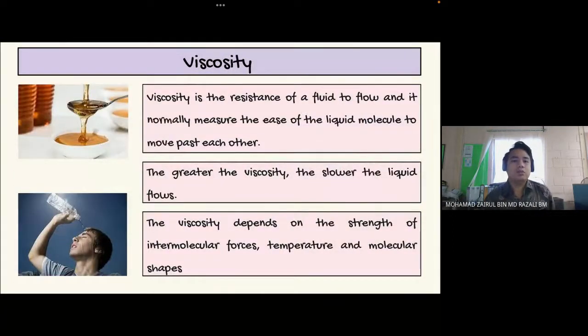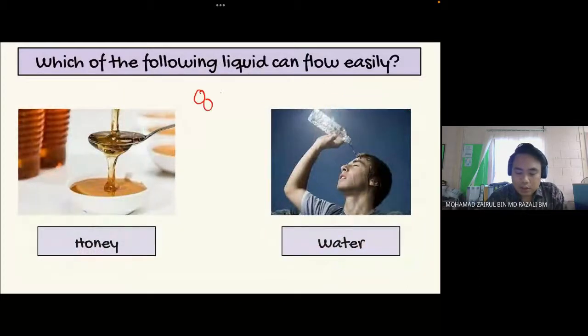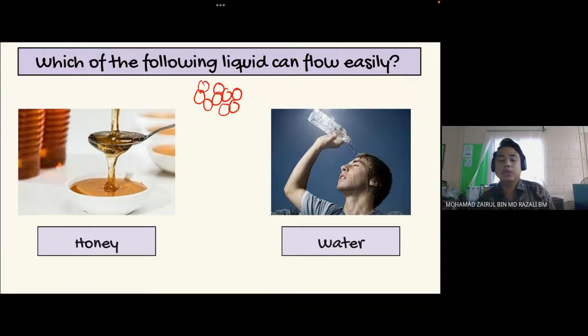So viscosity is basically the resistance of a fluid to flow, and they normally measure the ease of the liquid molecule to pass each other. Okay, sebab apa liquid tu boleh flow? Sebab kita tengok particle arrangement liquid. Okay, liquid tu dia still in contact with each other, tapi akan ada empty space between the particle. So the existence of the empty space tu yang menyebabkan liquid particle tu boleh pass through each other. So yang ni dia boleh bergerak ke sini, yang ni dia boleh bergerak ke sini, sebab liquid tu boleh flow.